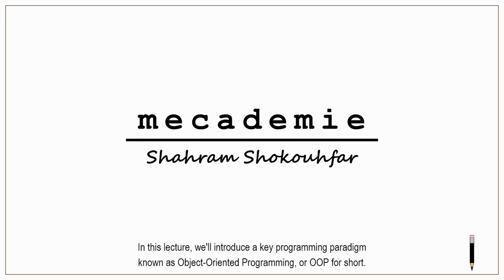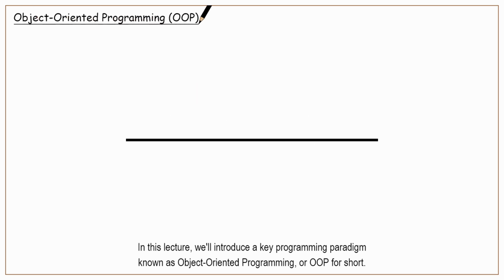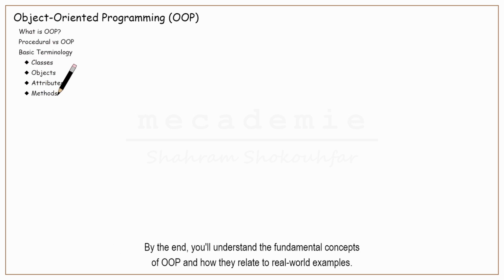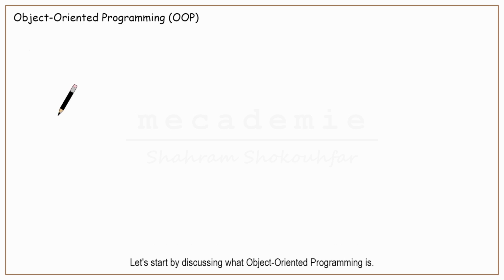In this lecture, we'll introduce a key programming paradigm known as object-oriented programming, or OOP for short. We're going to explore what OOP is, how it compares to procedural programming, and some basic terminology like classes, objects, attributes, and methods. By the end, you'll understand the fundamental concepts of OOP and how they relate to real-world examples. Let's start by discussing what object-oriented programming is.